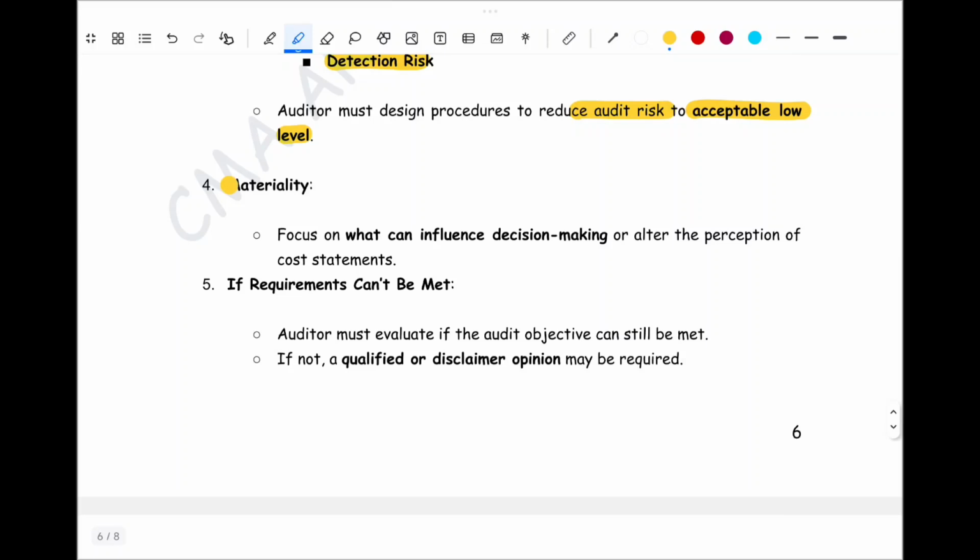Next point is materiality. Now, what do we mean by materiality? Focus on what can influence decision making or alter the perception of the cost statements.